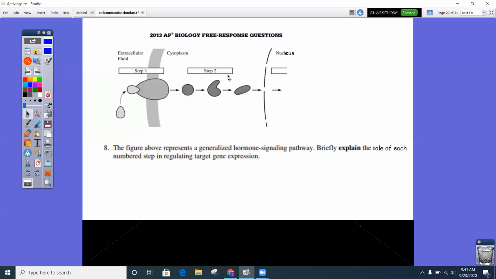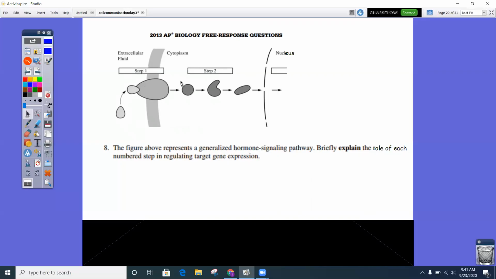Okay, then you have this AP Bio free response from 2013. It says the figure represents a generalized hormone signaling pathway. Briefly explain the role of each numbered step in regulating gene expression. Notice it doesn't say it wants the name of each step. It just wants the explanation of what's going on. So in step 1, okay, here's a signaling molecule. It's binding to a receptor.